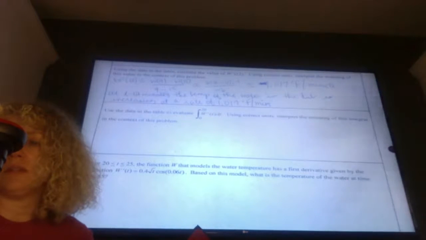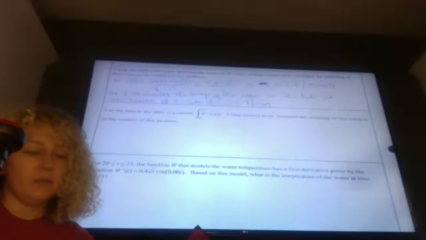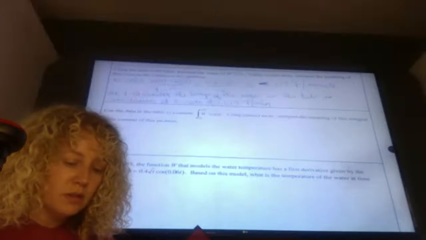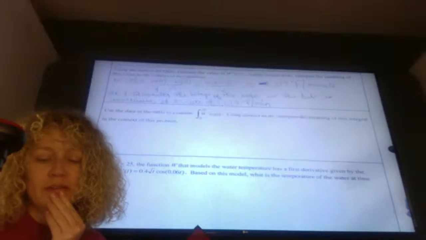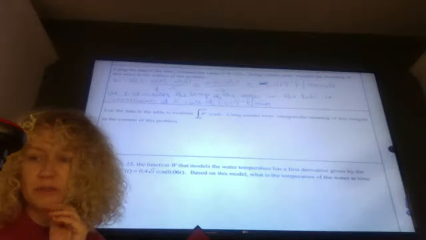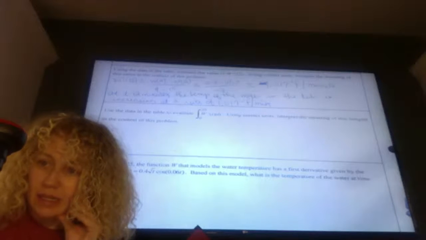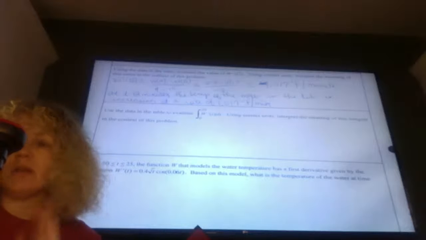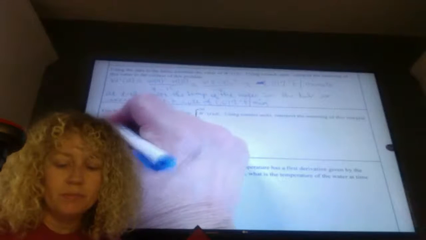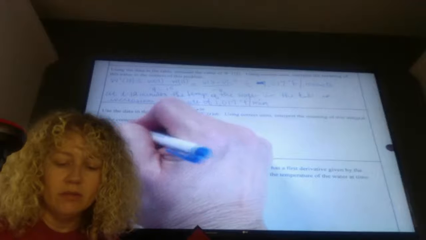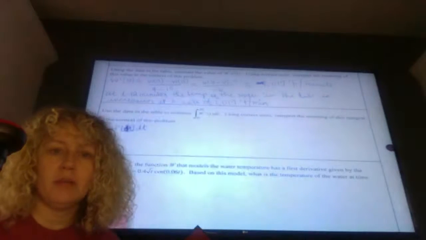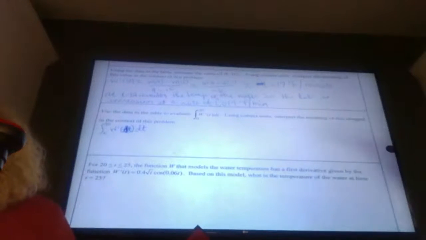All right, next it says use the data in the table to evaluate the definite integral from 0 to 20 of w prime t dt. Use correct units, interpret, all the same. So from 0 to 20 of w prime dt. Oh my gosh, look at that. This is why I don't like using pens. But I feel like if I don't use a pen, you're not going to be able to read it. You're not going to be able to read it if I don't get my big head out of the way.